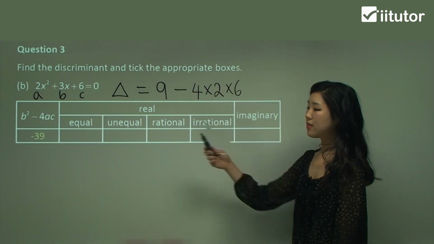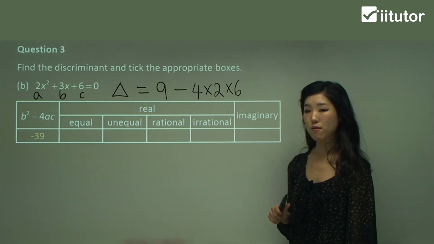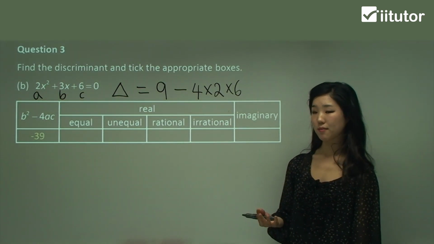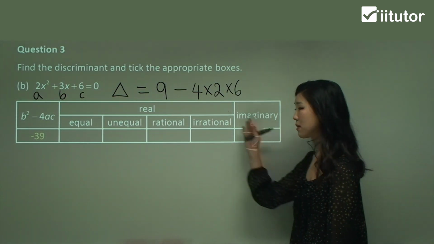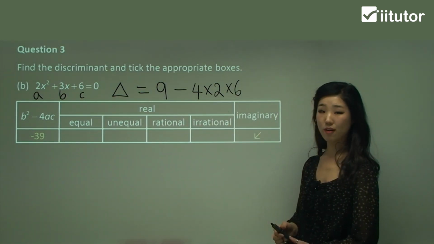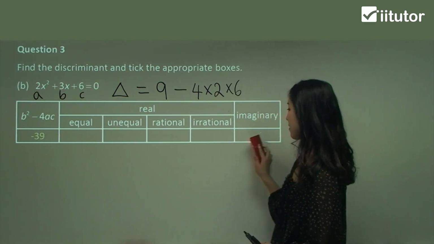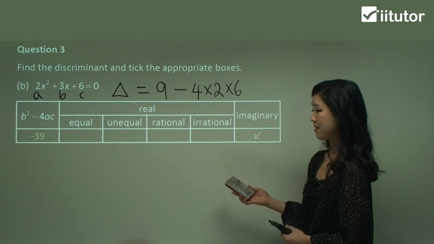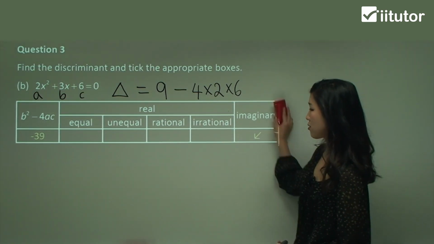Now, we've got a negative discriminant. If we square root a negative number, what happens? The number is just imaginary, and that's it. It's not going to be a real number, it's going to be imaginary. So we'll have no roots at all. That's when it's imaginary. Hope that makes sense. And that's it for the negative discriminant. Quite straightforward, wasn't it?